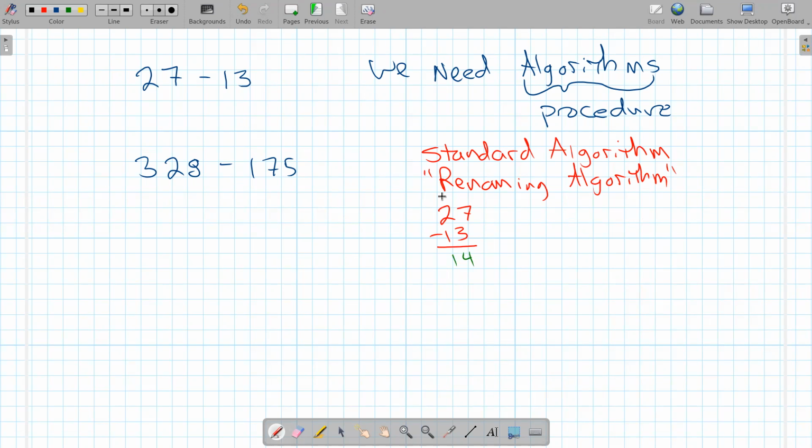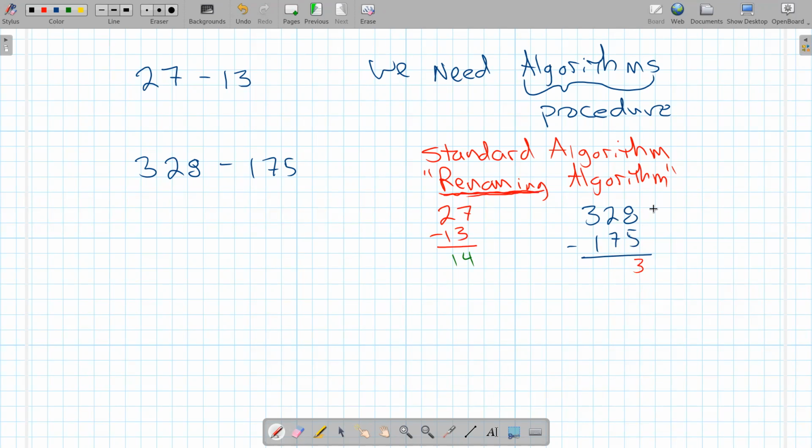328 minus 175, that's a little more interesting. And that's where we'll see about this idea of renaming. 328 take away 175 starts off pretty straightforward. 8 ones take away 5 ones, no problem, that's 3. But the 20 take away 70, the 2 tens take away 7 tens, we can't take more than what we have. So this is a problem, and that's where this renaming comes in right here.